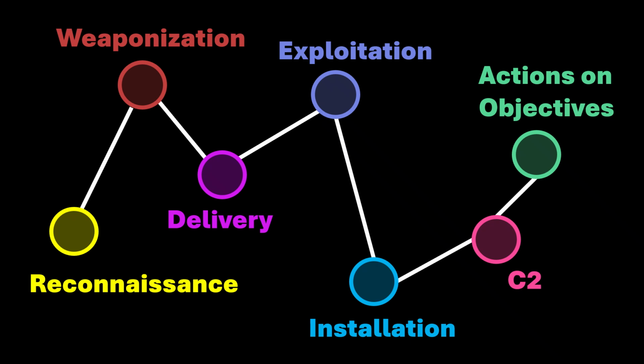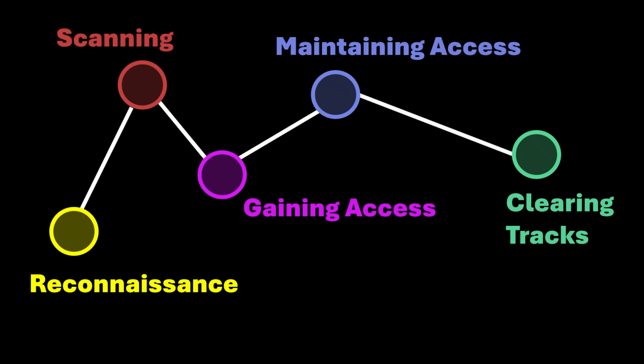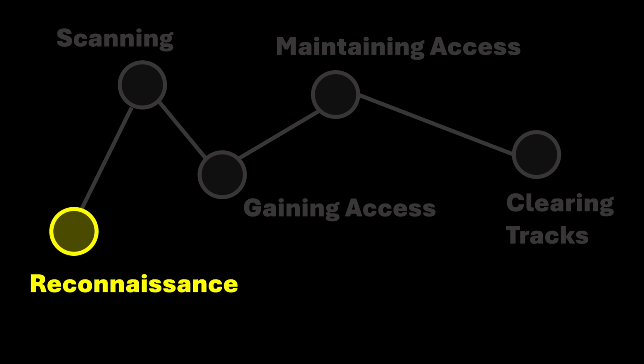There's also another model for describing the process of a cyber attack, consisting of 5 instead of 7 phases. The first phase is also called reconnaissance, and the attacker gathers as much information as possible about the target. This can be done through various methods, including social engineering and OSINT.